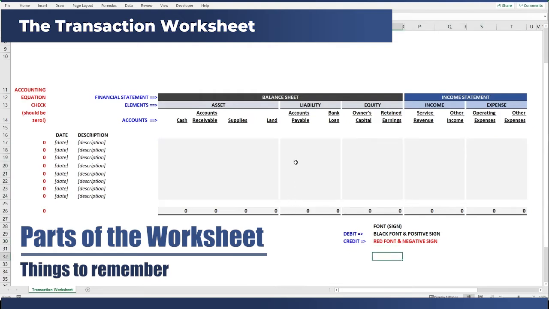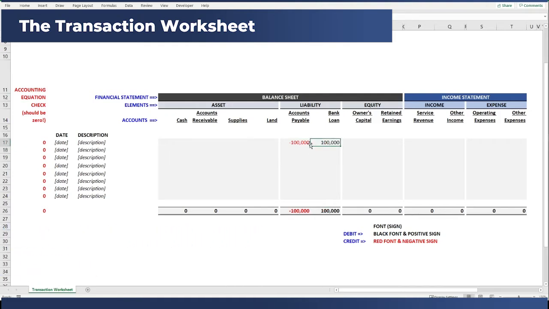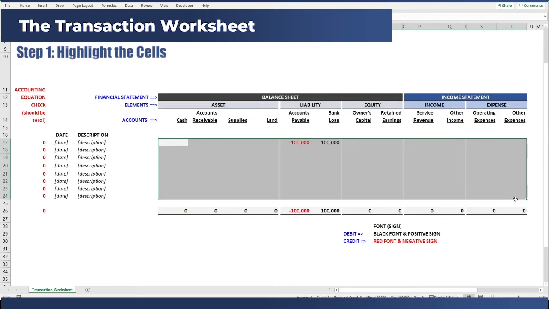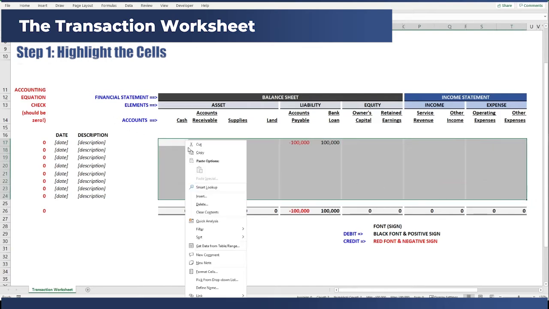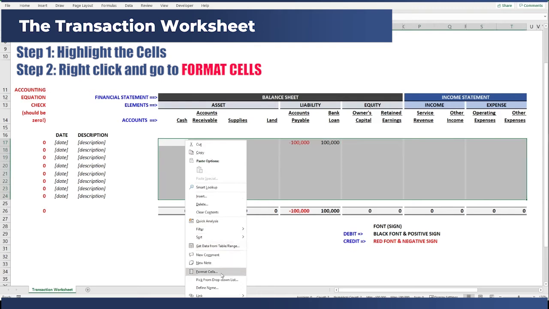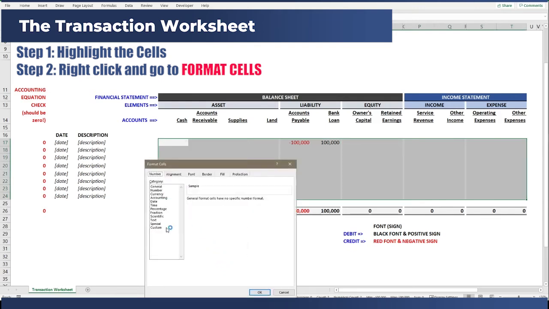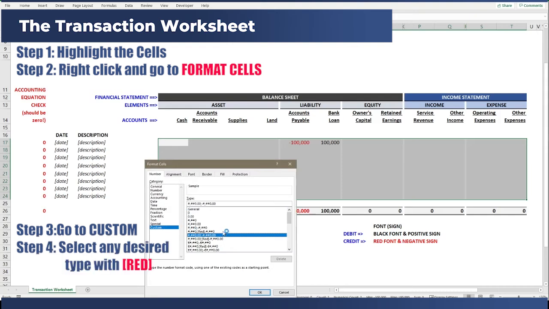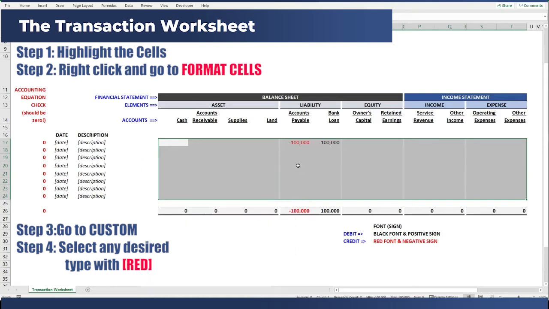This worksheet has also been designed so that a credit number is automatically entered in red, but the positive number is automatically entered in black. If you want to know how to do it, you just have to highlight the cells, right-click, go to Format Cells, Custom, and select this type. If you do that, it will be automatic.